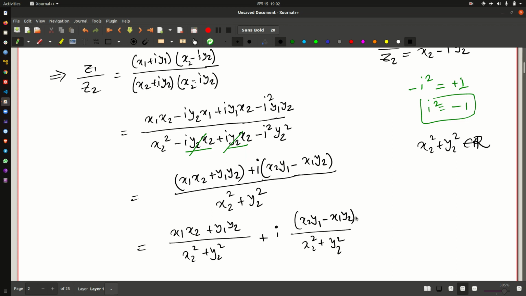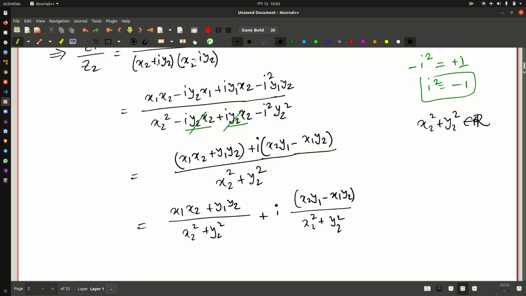Okay, now everything seems fine. Why? Because you are dividing two complex numbers by each other, and the result is also another complex number in the same format. If you compare this part with, let's say, some capital X1 and this part with some capital Y1, then this is in the same format, just like any other complex number. So this would be written as X1 plus i capital Y1.